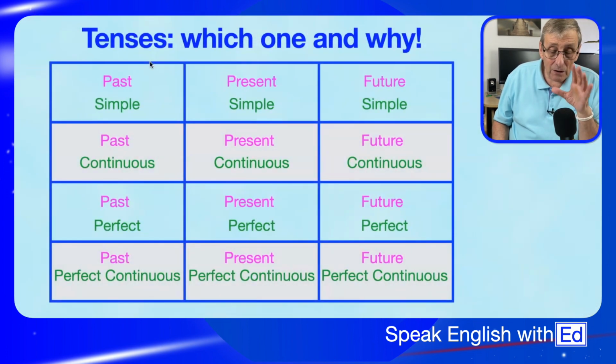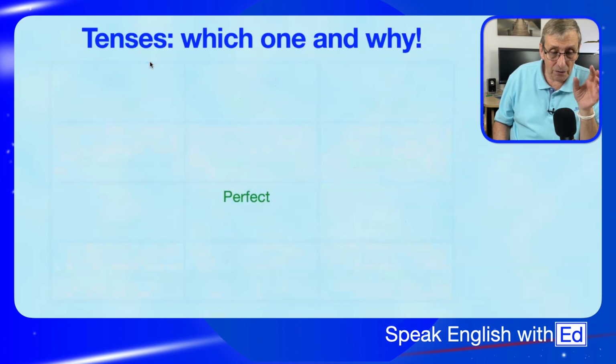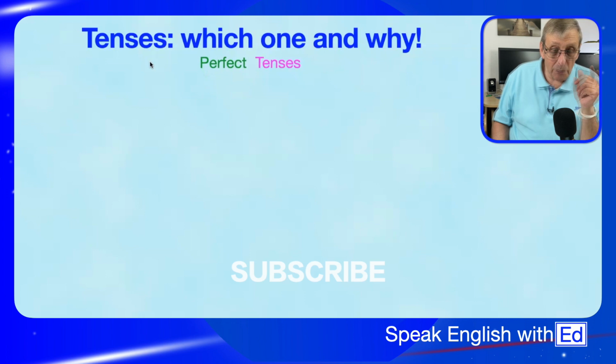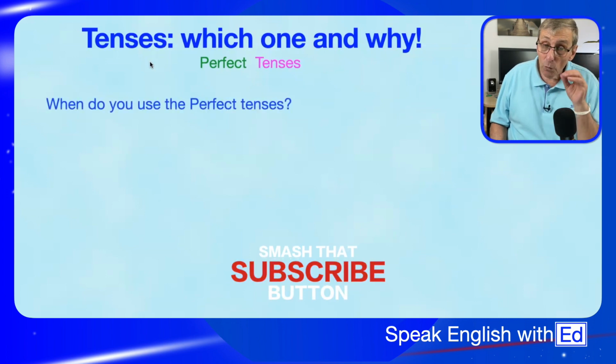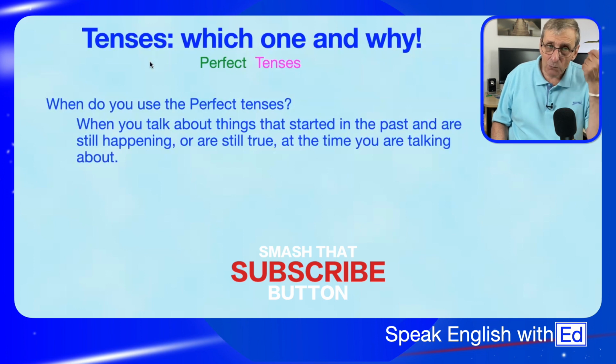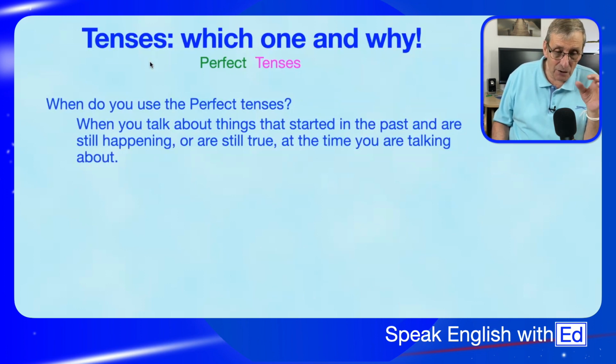So that was continuous, past, present and future. Perfect tense. When do you use the perfect tense? This is one of the more complicated tenses. We're going up a level here. We're going up to intermediate English here with the present perfect tense.